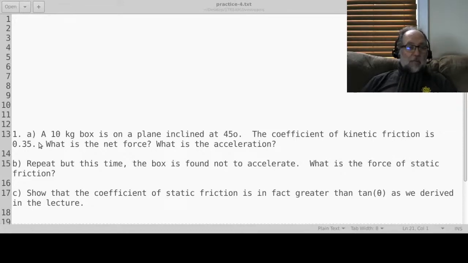Well, let's just start here. So my first problem is a single box, but on an inclined plane. I'm not going to do a box on a flat surface because that's kind of trivial. But this is a box on a plane which is inclined.